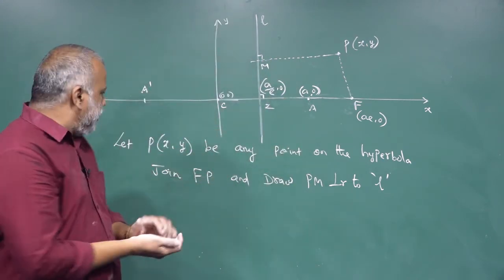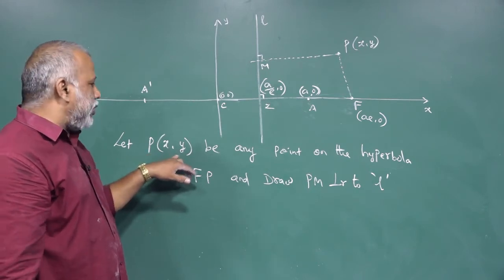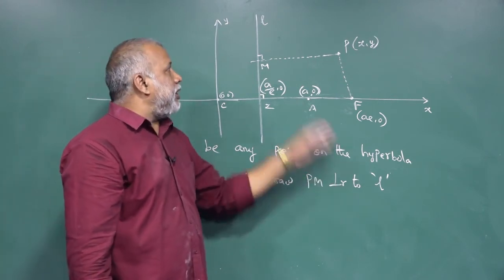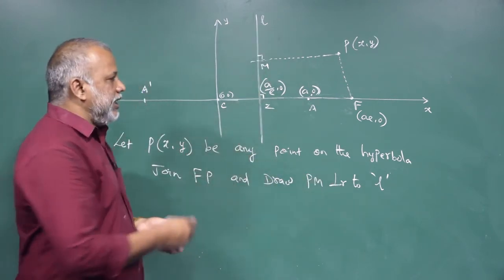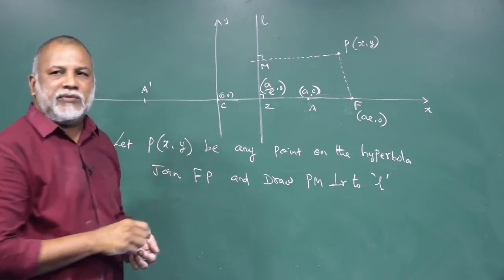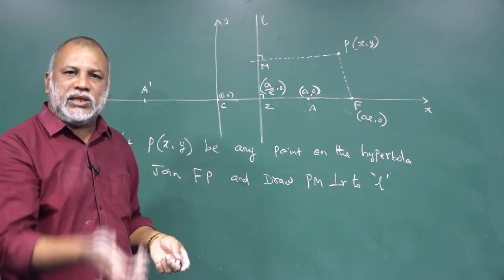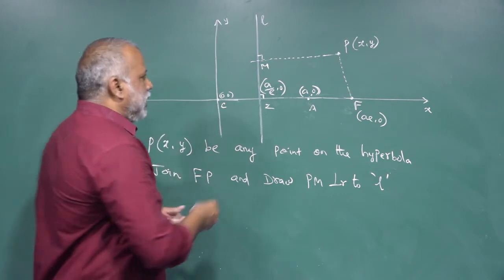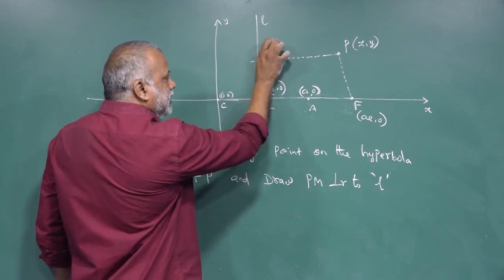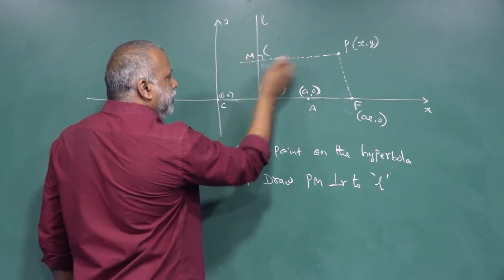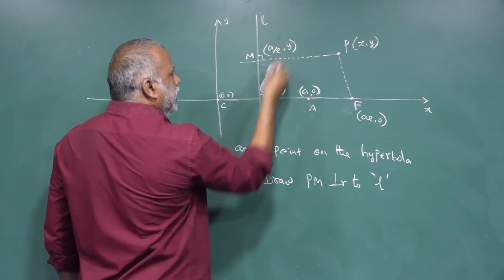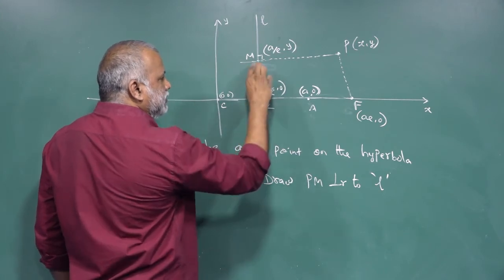So these are the two new logics. Let P(x, y) be any point on the hyperbola. Join FP and draw PM perpendicular to the directrix L. See here, F is already worked out as (ae, 0). Now considering P(x, y), because P(x, y) is any moving point, we already worked this out in the standard equation of the conics. Now listen, Z is (a/e, 0). Now the point M, PM is perpendicular. Now M is (a/e, y), because here the y value is unknown.